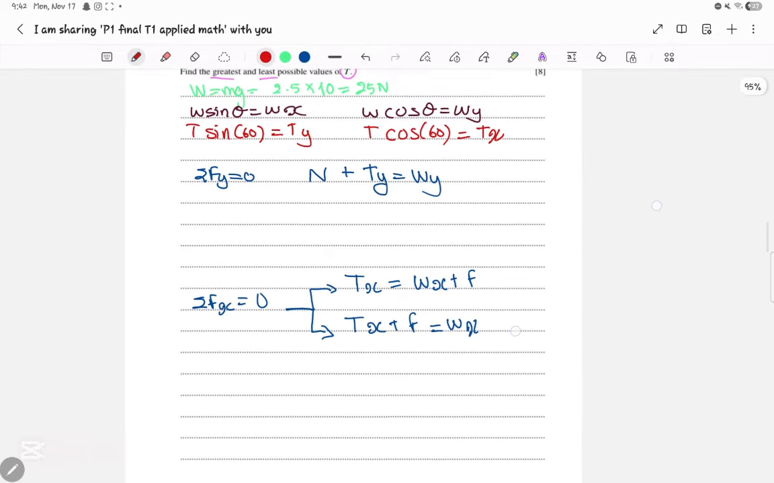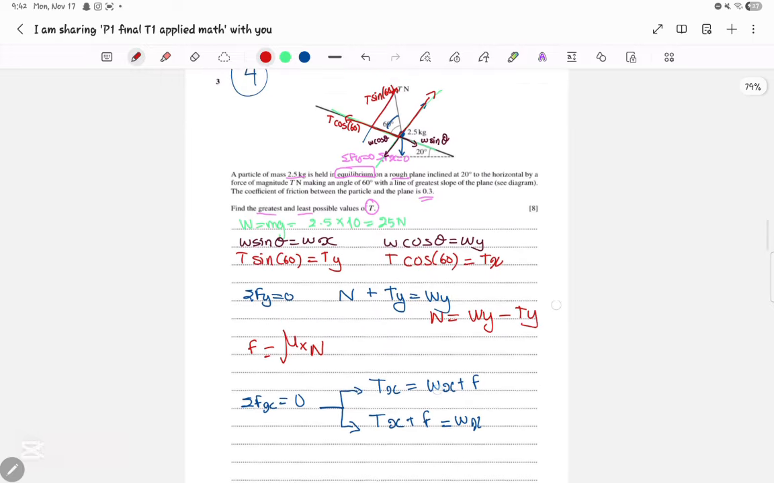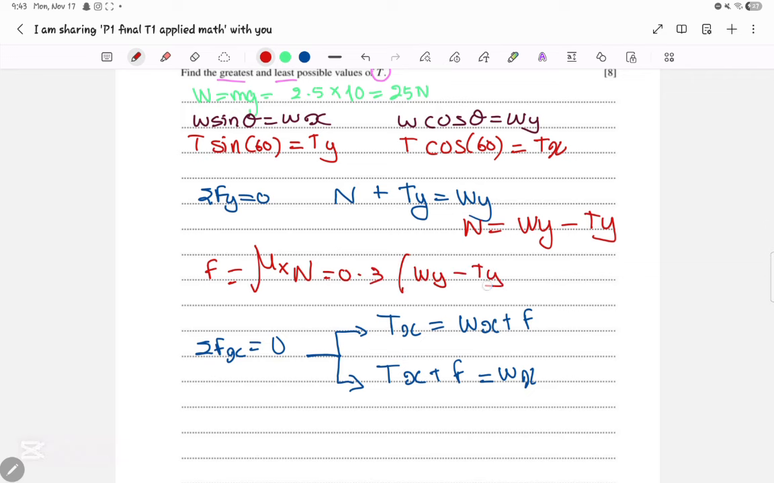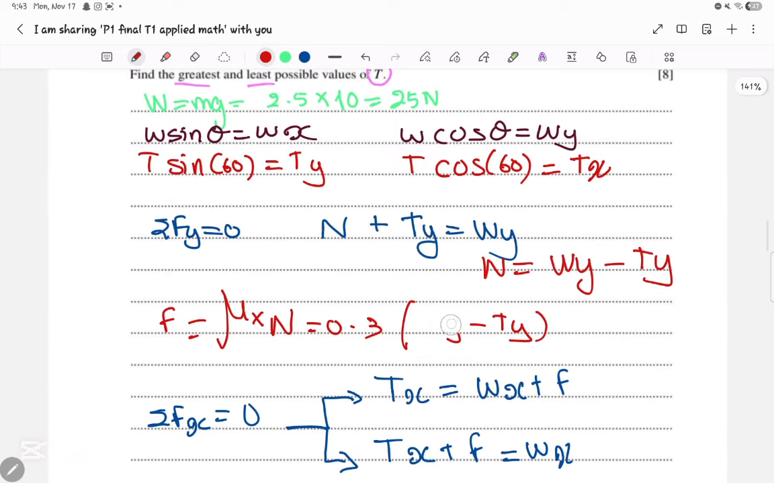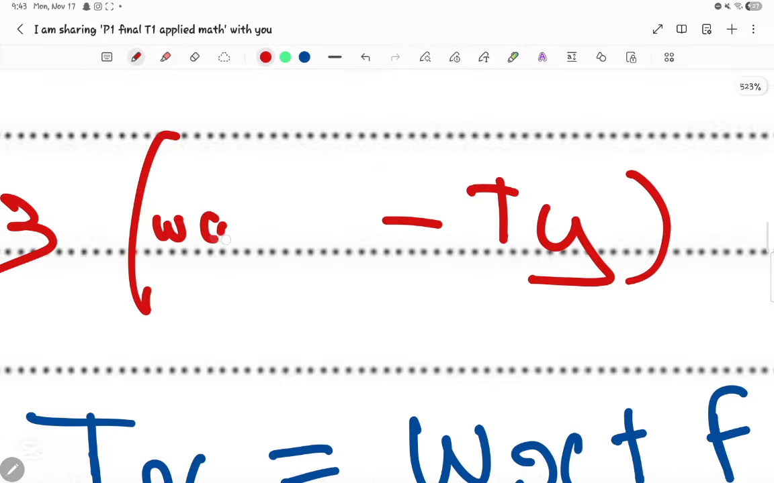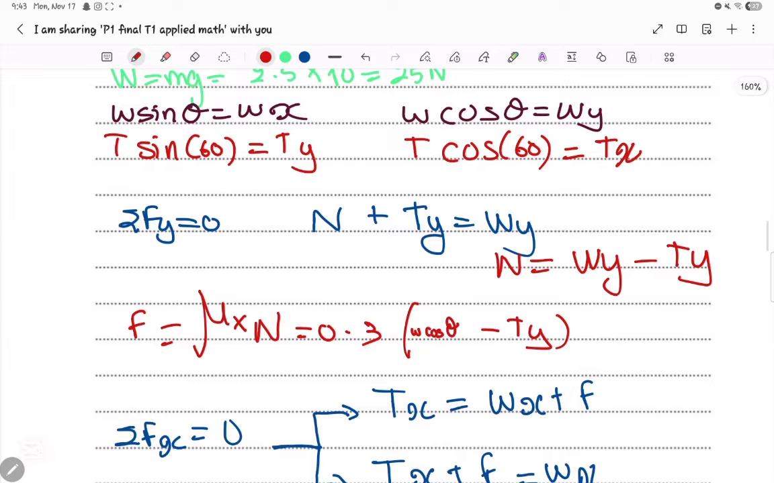How do we determine it now? We know first of all that friction is equal to mu times the normal, right? Normal is equal to Wy minus Ty. And how much is mu? Mu for me is 0.3. So it's 0.3 times Wy minus tension y. How much is Wy? Wy is W cosine theta. So here I can write W cosine theta minus Ty. What is Ty? Ty is T sine 60.